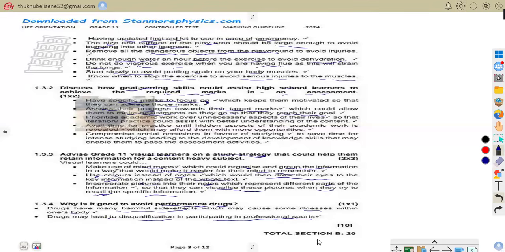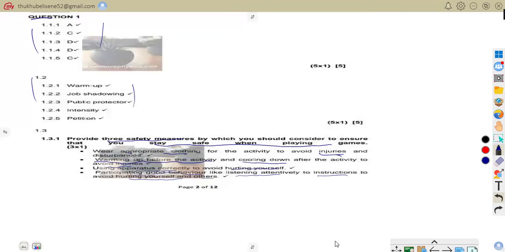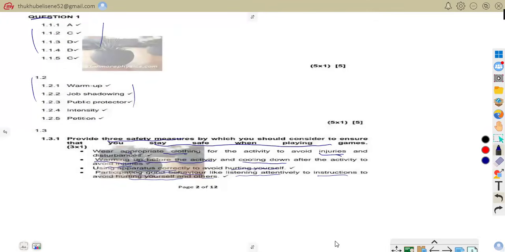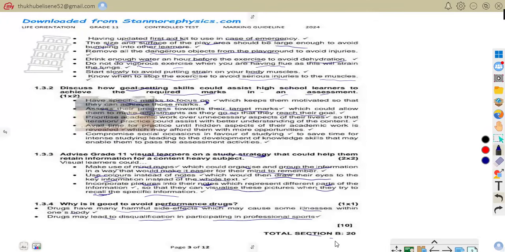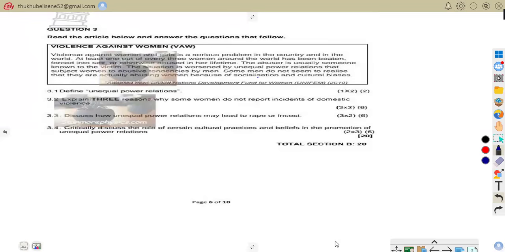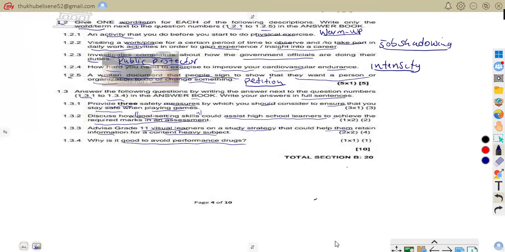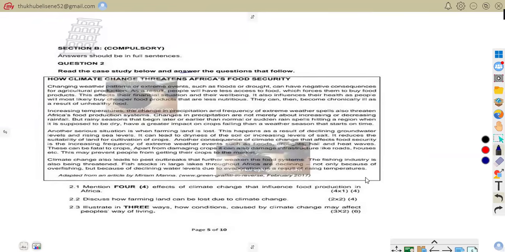So this is the end of total section B. Now we are to attend to total section A. It is wrong to say B. It's supposed to be A. So now let us be on section B.